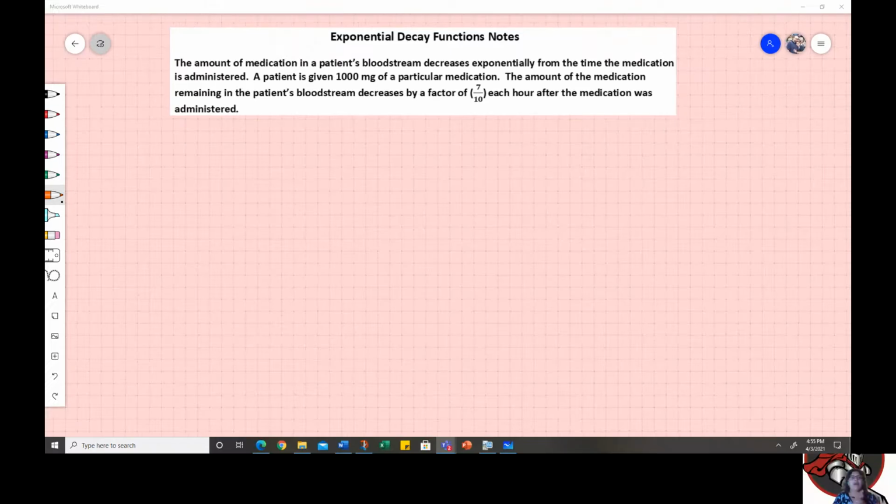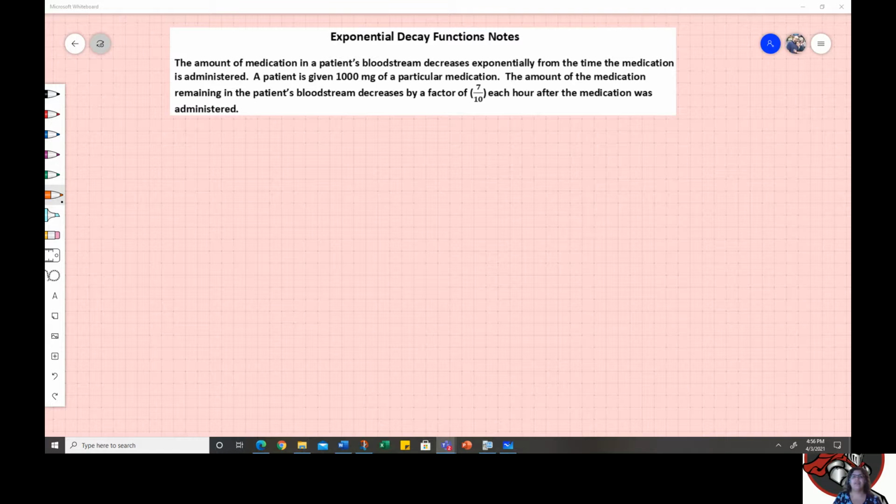Hi everybody, so today we're going to talk about exponential decay functions. This time our situation is that the amount of medication in a patient's bloodstream decreases exponentially from the time the medication is administered.